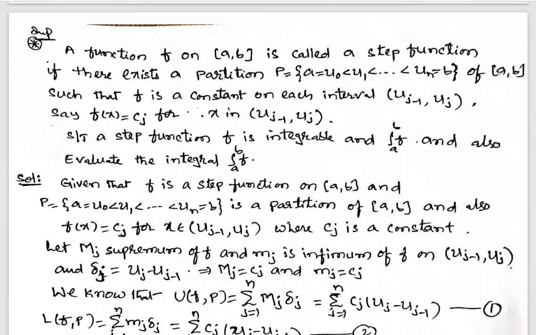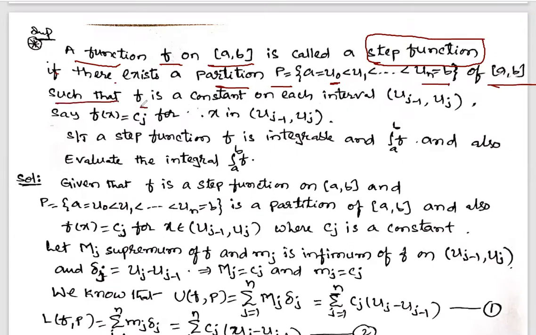Now coming to the next theorem. A function f on the closed interval [a, b] is called a step function if there exists a partition P. How will we define the partition? Normally x naught, but here we are taking u naught, u1, and so on up to un equals b of the closed interval [a, b], such that f is continuous on each interval (uj minus 1, uj). Normally, the subinterval is (xr minus 1, xr), so instead of r, we are taking j over here. And they say f(x) equals cj for x in (uj minus 1, uj).